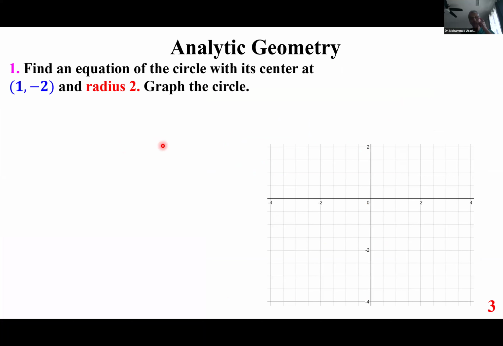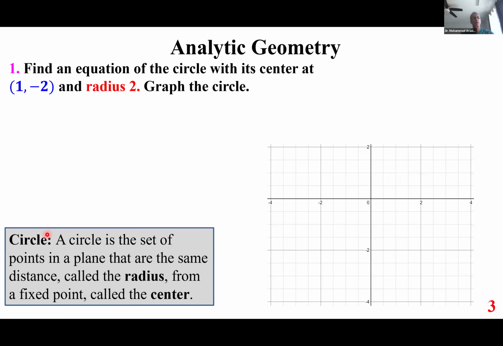All right. Find an equation of a circle with its center at (1, -2) and radius 2. Graph the circle. So first, reminding everybody, what is a circle? Here's the definition. A circle is the set of points in a plane that are the same distance, called the radius, from a fixed point called the center.